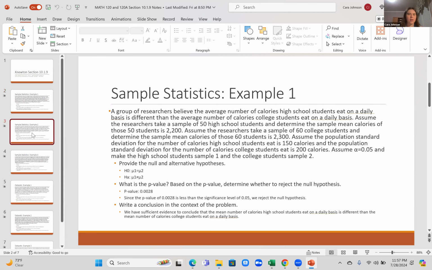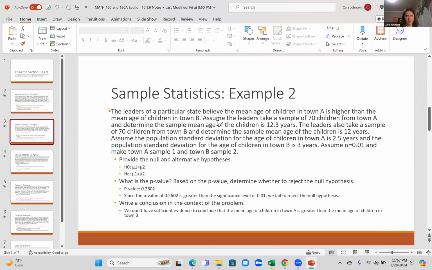All right, let's do another one here. The leaders of a particular state believe the mean age of children in town A is higher than town B. Assume the leaders take a sample of 70 children from town A and determine the sample mean is 12.3. They took a sample from town B of 70 and the sample mean is 12. And then we have our population standard deviations. Significance level 0.01, town A sample 1, town B sample 2.